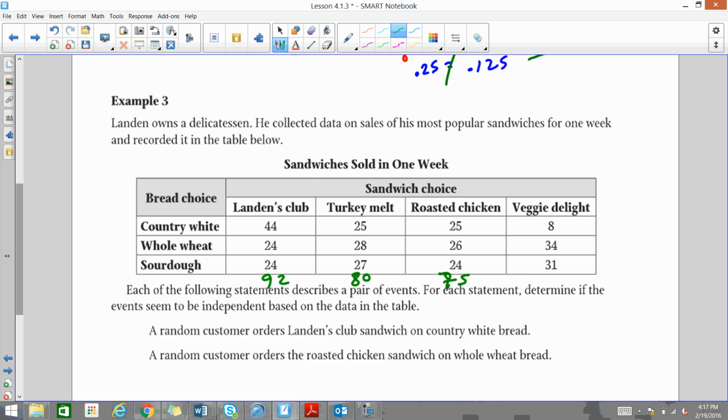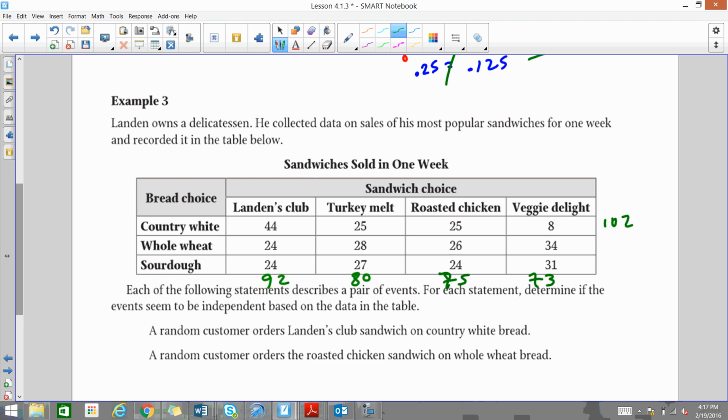So you should get 73. Now, that's not enough. We actually got to keep adding them across, too. We need to know our rows also. So you got to add how many people got country white? So you got to go like 44 plus 25 plus 25 plus 8. So you get 102.